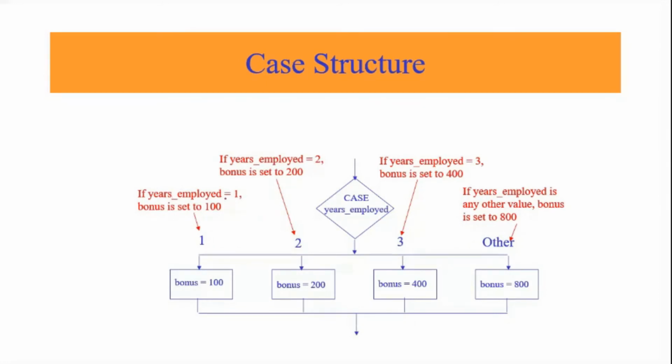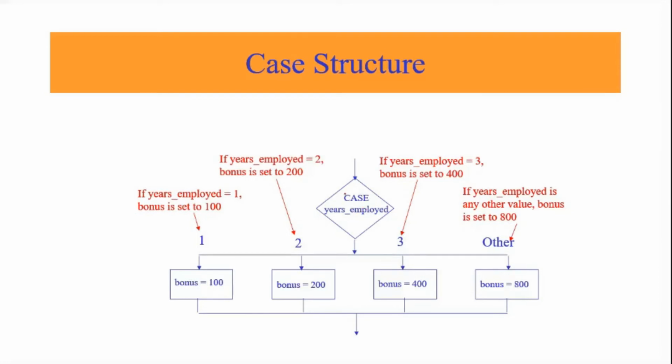So if years employed is 1, the bonus is set to 100. If years employed is 2, bonus is set to 200. If years employed is 3, bonus is set to 400. And if years employed is more than 3, any other value, the bonus is set to 800. Once this assignment of bonus is completed, it goes to our normal structures, the normal sequential structure or repetition or whatever it is. So that is how a case structure is taken.